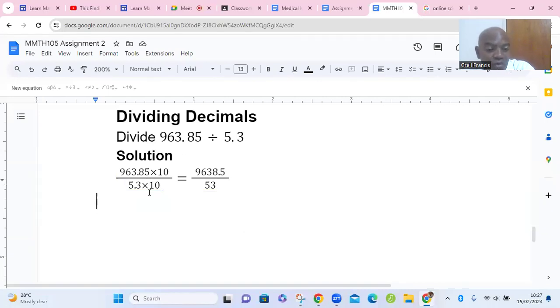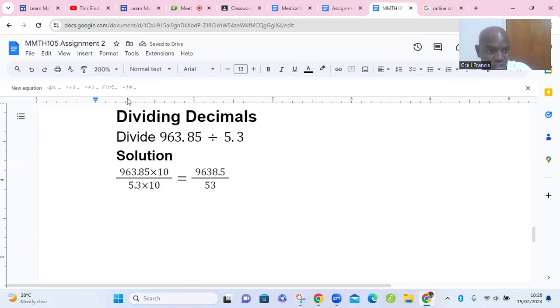Okay, so therefore now, the value of the fraction has not changed, even though the numerator and the denominator have changed, but they have changed in equal proportion. Okay, now this is to divide by a whole number.